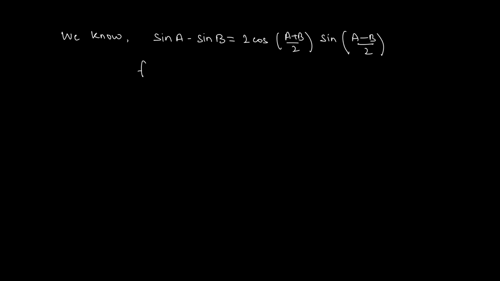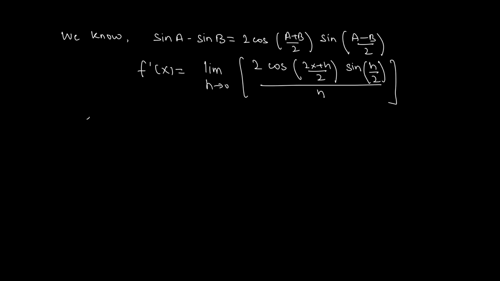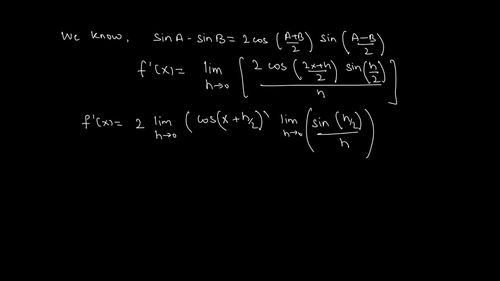(a minus b) by 2. Then f dash x equals limit h approaches 0 of 2 cos (2x plus h) by 2 sine of h by 2 divided by h. f dash x equals 2 limit h approaches 0 of cos of (x plus h by 2) times limit h approaches 0 of sine of h by 2 divided by h.